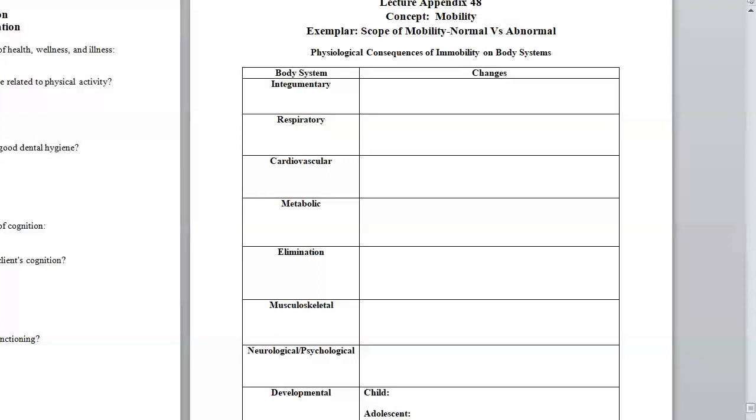So the first body system is the integumentary system. So let's think about this. With immobility occurring, we would see an increased pressure on the skin, which would be aggravated by metabolic changes. There would be decreased circulation to the tissues, causing ischemia, which can lead to what? Pressure ulcers. Absolutely. Good job.